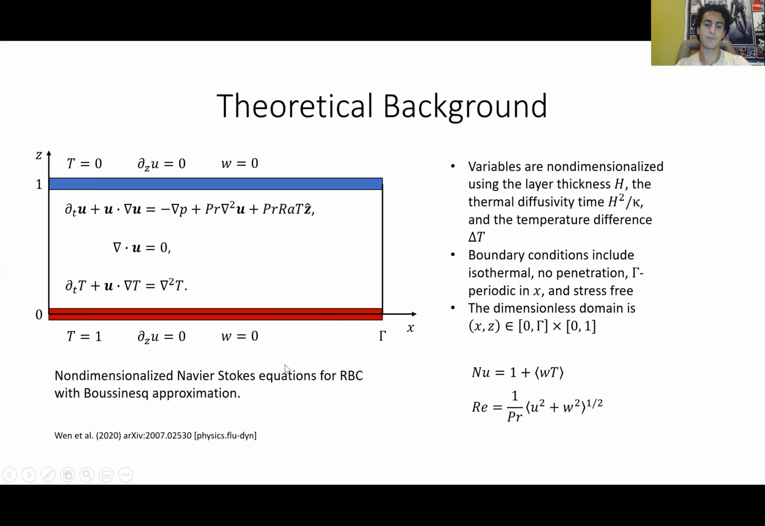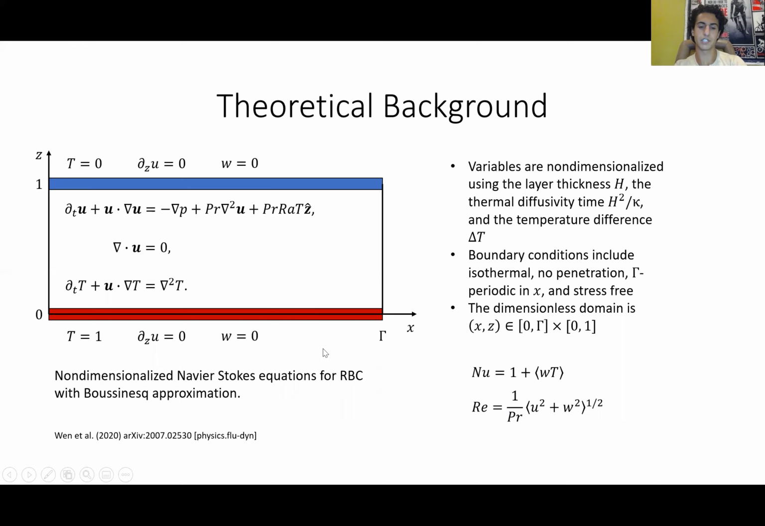We do apply the Boussinesq approximation to the problem, which states that density variations due to temperature are only really relevant in the buoyancy gravity term. Variables in the problem have been non-dimensionalized in terms of the layer thickness h, the thermal diffusion time h squared divided by the thermal diffusivity kappa, and the temperature difference delta T.